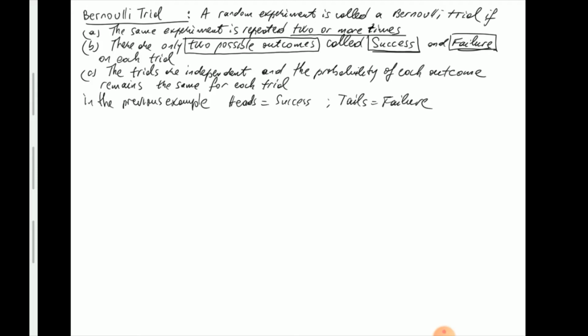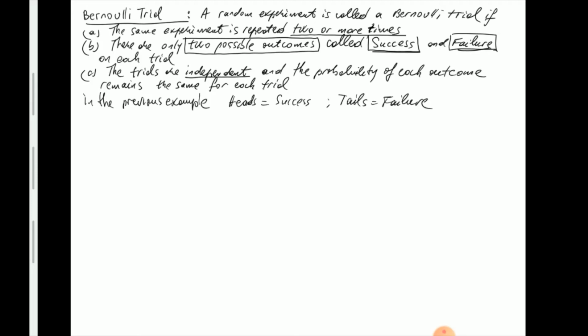Another crucial requirement, of course, is that the trials are independent. Otherwise the formula doesn't work, right? And the probability of each outcome remains the same for each trial. So nothing changes, right? The experiment is the same, run independently two or more times.